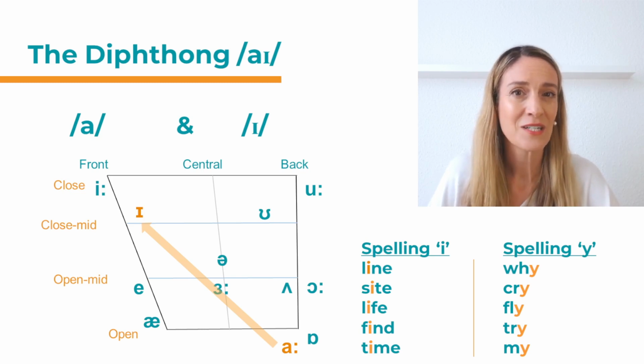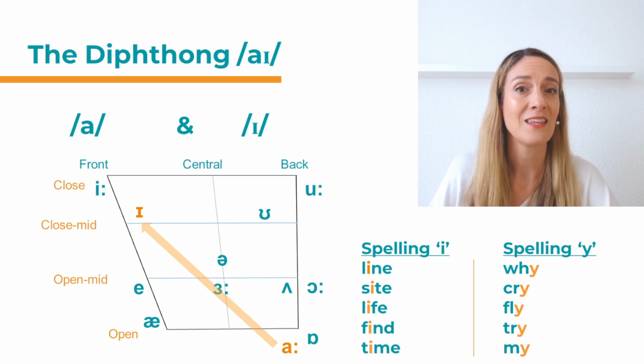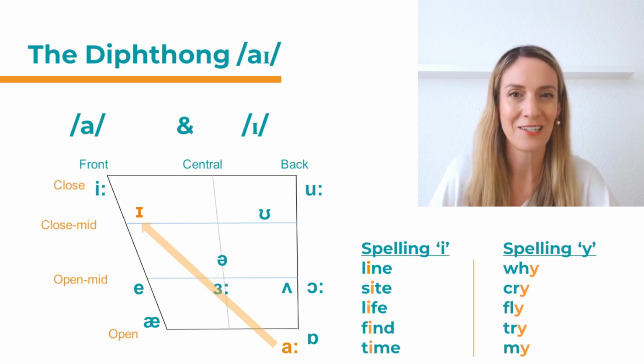Another very common spelling pattern for the diphthong /aɪ/ is the letter Y. For example, why, cry, fly, try, my. Again, these are very common words, and I'm sure you know them already.